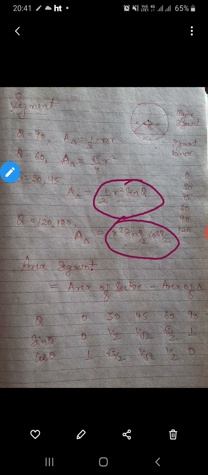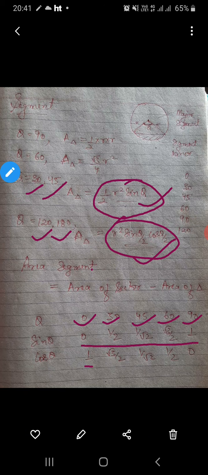This formula we can use for angles like 30 degree, 45 degree, but for angles like 120 degree and 180 degree we will use this other formula. Why? Because in trigonometry in class 10th you will learn the values of sine and cos for the angles 30 degree, 45 degree, 60 degree and 90 degree.